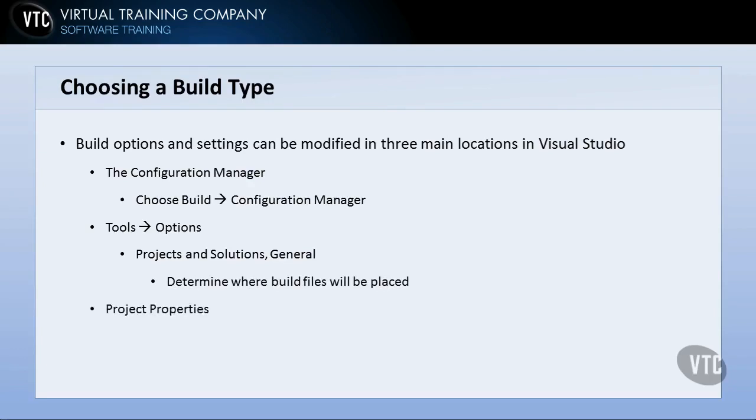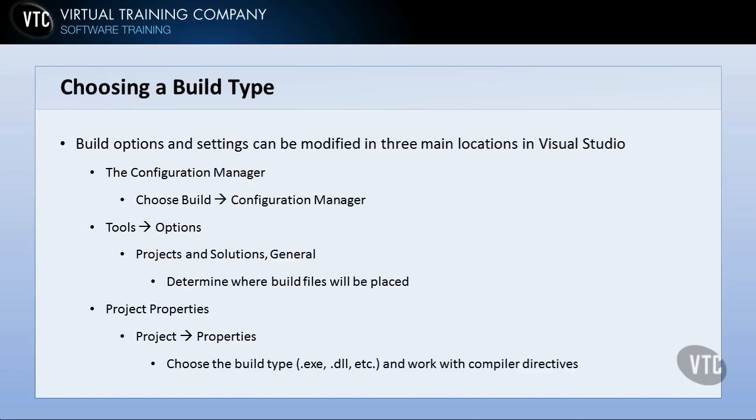And the biggest one is we can determine where the build files will be placed. And then there's the project properties. And if we just go to the project item on the menu and go down to properties, it will expose some things to us. We can choose the build type, for example, whether we want an executable file, a .dll file, or a class file, if you will. And we can also work with compiler directives there. And we'll take a look at that as well.